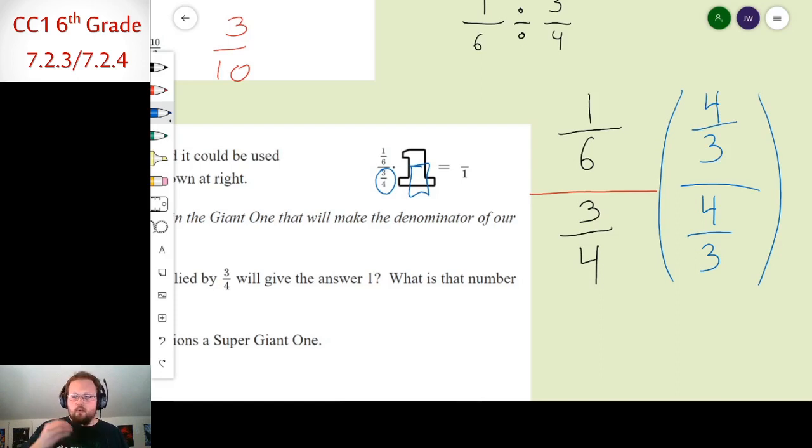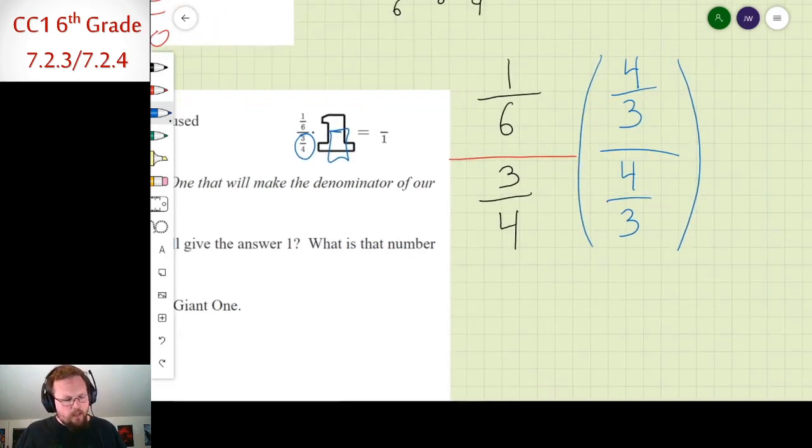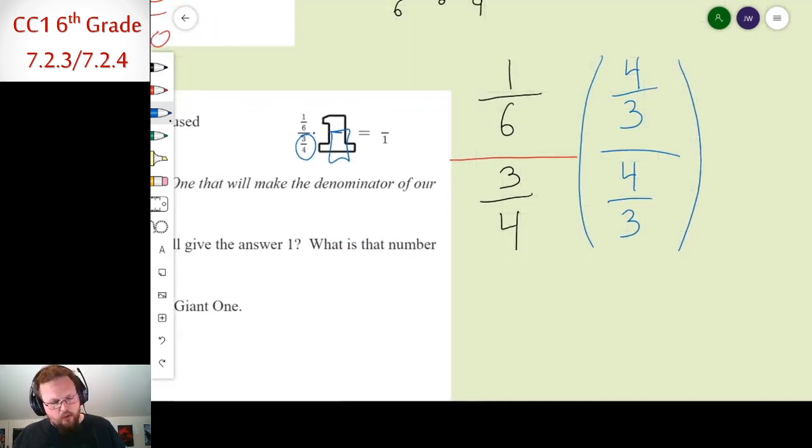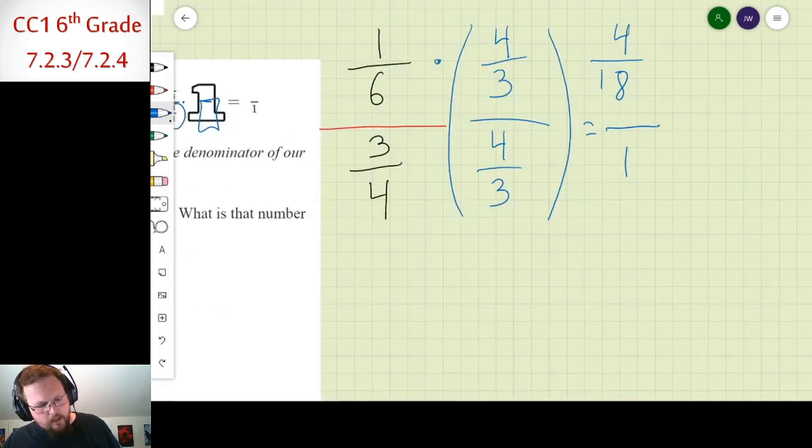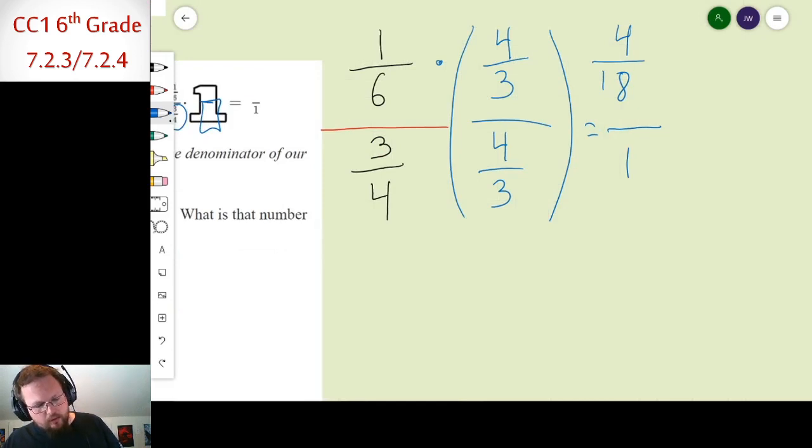So if you recall giant 1s, you always had the same number on top and the same number on bottom. In this case, it's just a fraction on top of a fraction. So 3/4 times 4/3 gives me a 1 on the bottom, which means I can pretty safely ignore that for the rest of the problem. And the top number is 1 times 4 is 4, 6 times 3 is 18. And then I'm going to rewrite this fraction over a fraction, because it's over 1, as just 4 over 18. It will reduce down by 2 to give me 2/9.